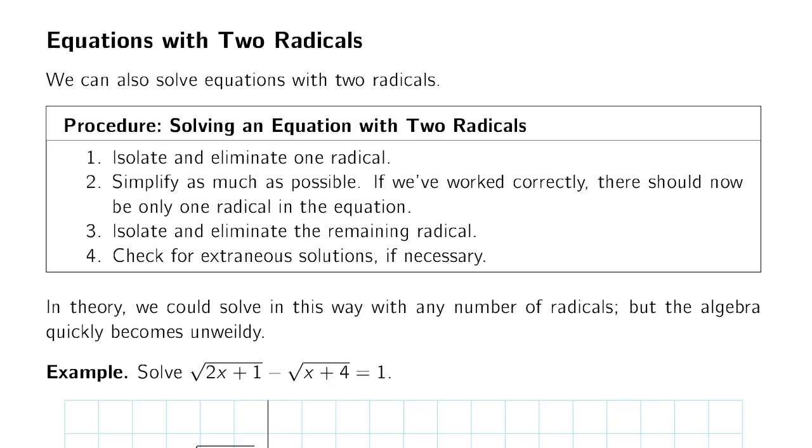In theory, we could do this with any number of radical terms, but in practice, at 3, 4, 5, 6 radical terms, the algebra gets really unwieldy, and we're going to start to look around and see if there's a trick that we could use to make it easier. But with two radical terms, it's still relatively straightforward. So we can actually solve equations like that in practice. So let's see an example where we have an equation with two radical terms.